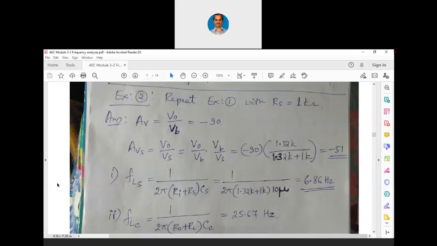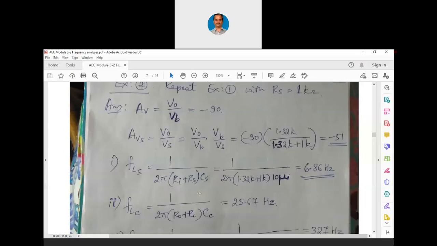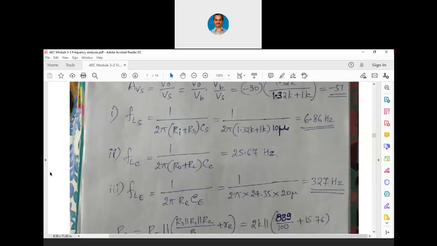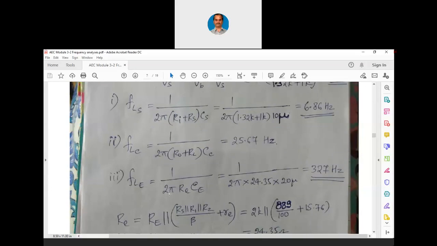Now FLS is 1 by 2 pi into, we have to substitute Ri plus Rs instead of only Ri. Yesterday we had substituted only the input resistance. Now the source resistance is in series. So when we substitute it, we get FLS equals 6.86 Hertz. And then FLC is 1 by 2 pi into R0 plus RL into CC, which is 25.67 Hertz. And FLE is 1 by 2 pi into RE into CE.